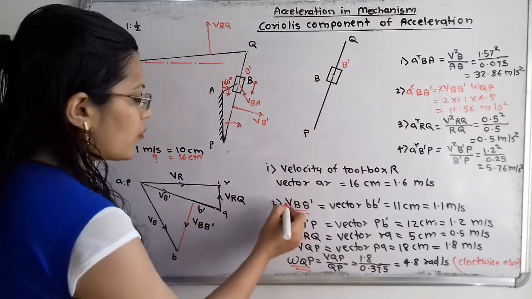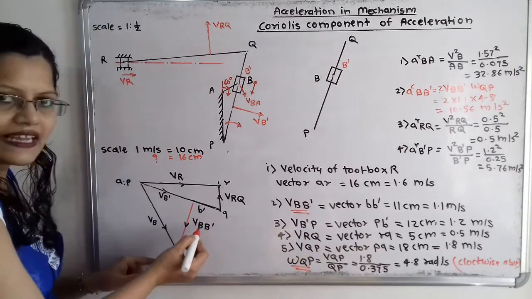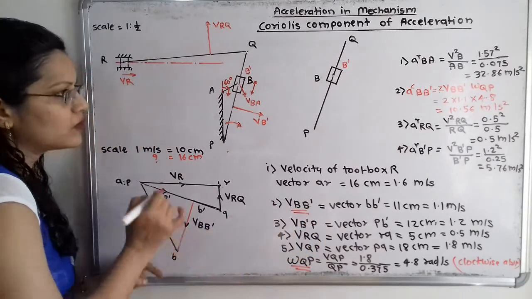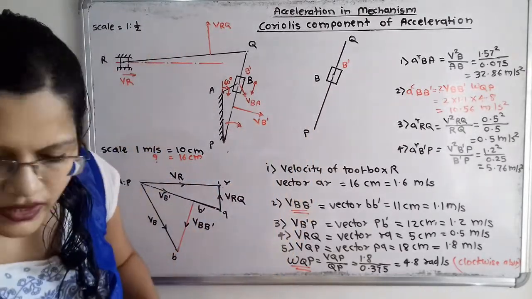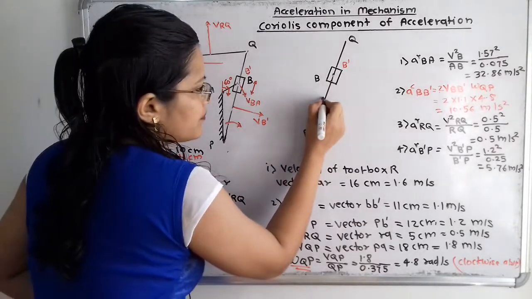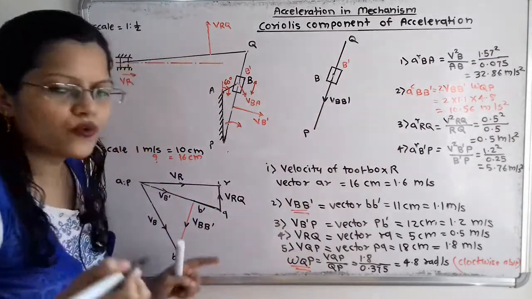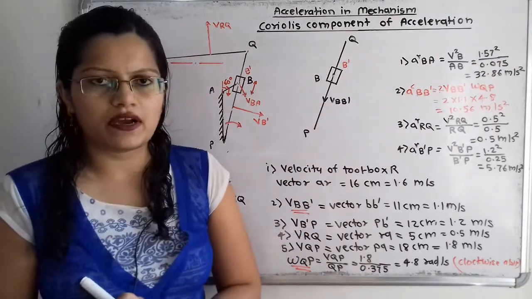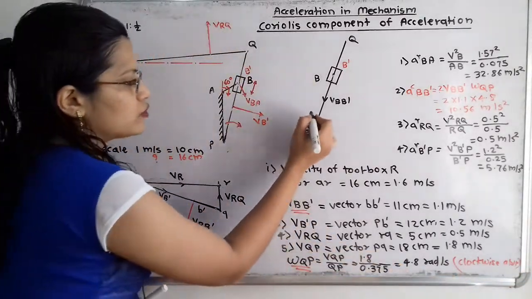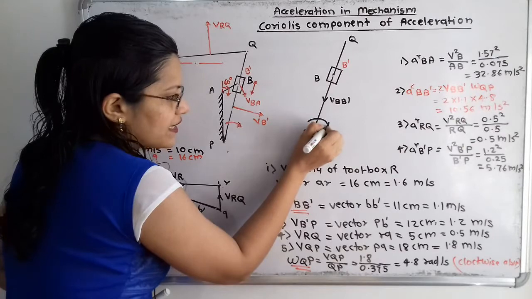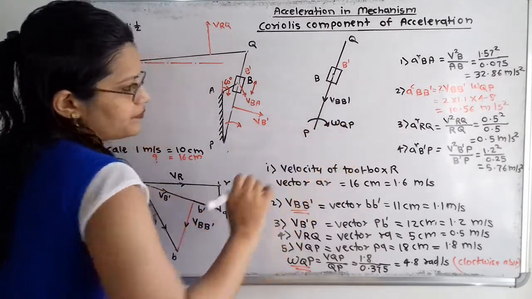Now if we observe the direction of velocity VBB dash, we have shown here the direction towards the downwards side. I will show it with the help of the black marker. This is nothing but VBB dash. And now we have to show the direction of omega. Omega is clockwise about P. So I will show here, this is the clockwise direction about P. So from that, omega QP.